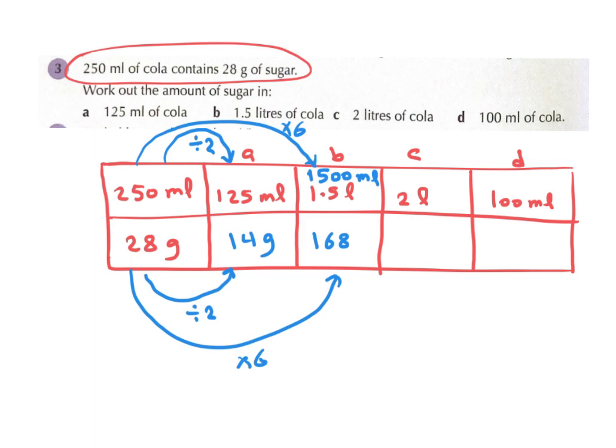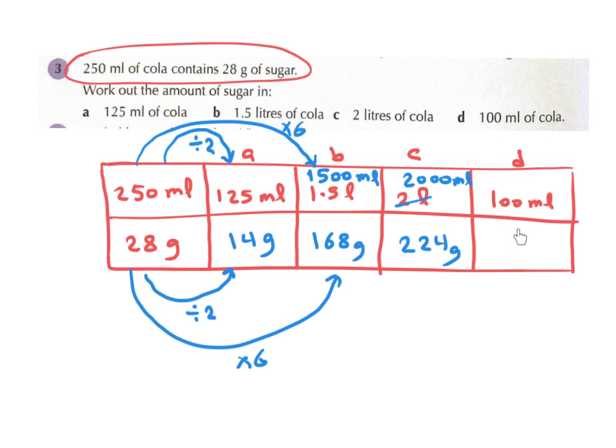168. Now, 2 liters is the same like 2,000 milliliter. From 250 or from 125, you can start from this one or that one, you have a choice. From 250, multiply by what to get 2,000? Multiply by 8. So now, you need to multiply 28 by 8. Equals? 224 grams.